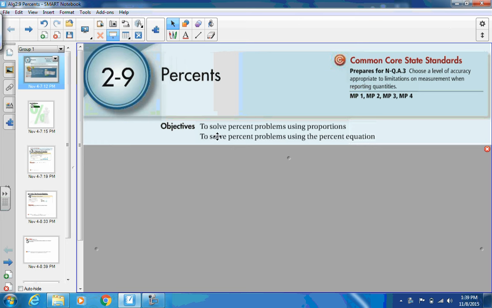So our goals, which you should write down on your goal sheet, please, and at the end you'll have to self-assess. Do not forget to do this part. There's two goals. One is to solve percent problems using proportions, which we've been working with. And also, we're going to solve percent problems using the percent equation. So we'll show you what those are in just a bit.